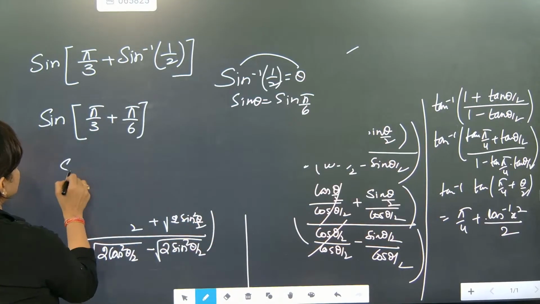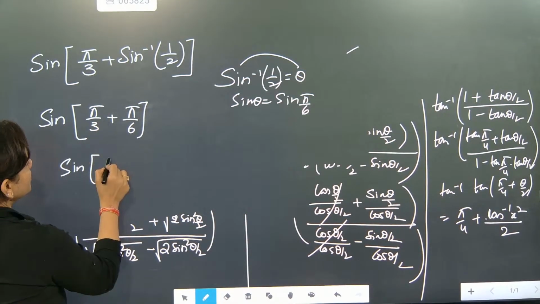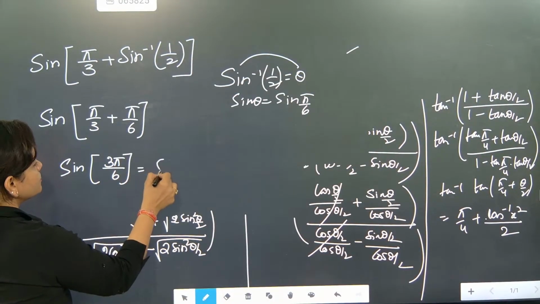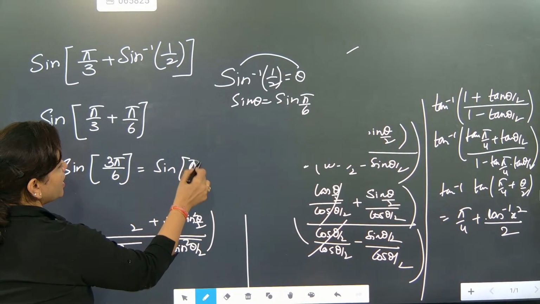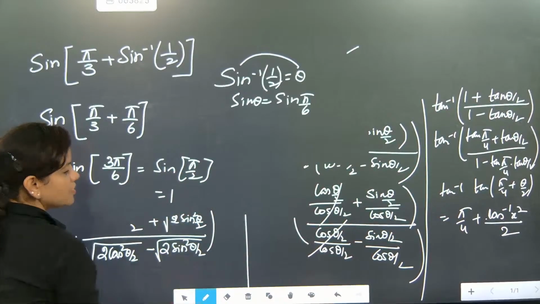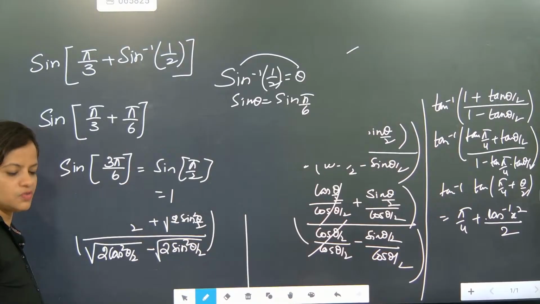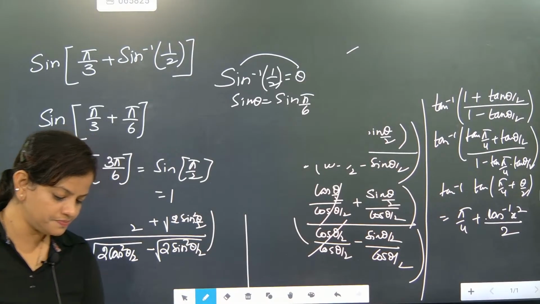It is coming what? Sine of, it will become 3 pi by 6. So it will come sine of pi by 2. That means the answer is coming as 1. The most easiest question. Understood?